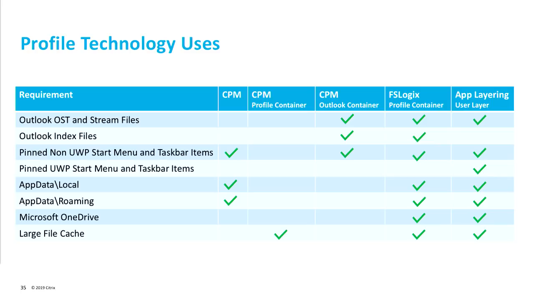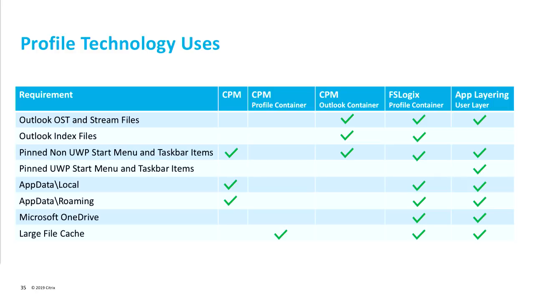what you can see there is you can use CPM plus the Outlook container for CPM, which is something that lets you, through Citrix Profile Management, store the OST. And it also has a unique way to store the index files, which are run by the system. So they did some neat stuff there. They're not run by the user for that. And that works really well. And you can also use FSLogix to do that. It's kind of designed to do that.